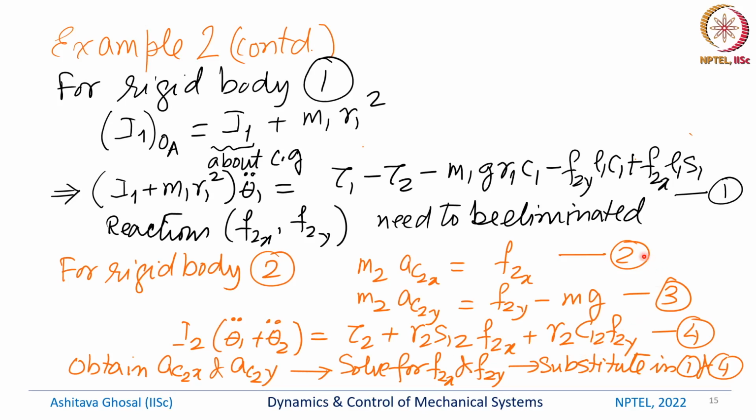Okay, so from these two equations 2 and 3, if I know what is AC2x and AC2y, so the x and y component of the acceleration of the center of mass of the second link, I can find out what is F2x and F2y. Then I can substitute F2x and F2y in this equation, and also I can substitute tau 2 in this equation, and then we can simplify and get rid of F2x and F2y. So we can eliminate F2x and F2y if I know the x and y component of the acceleration of the center of mass of the second link.